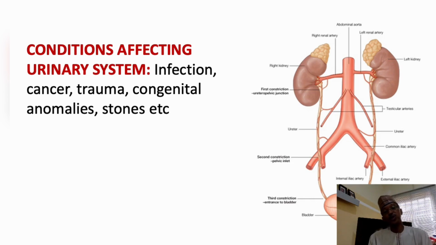Conditions affecting the urinary system. The urinary system involves the two kidneys, the two ureters, and then the urinary bladder. So infection can affect the kidney, and if that happens, that is what we call nephritis. That means infection of the kidney. Not only involving the entire kidney, the glomerulus or the glomeruli of the kidney can also get infected by staphylococcus or any other bacterial infection, and that is what we call glomerulonephritis.